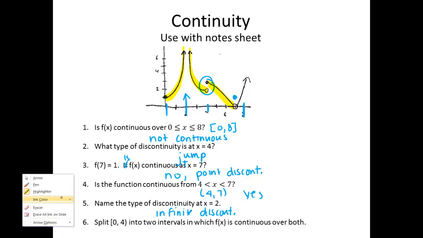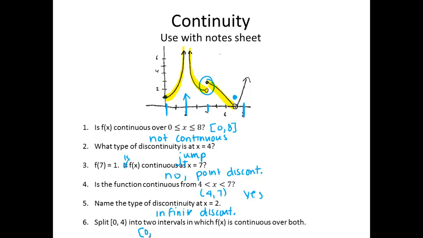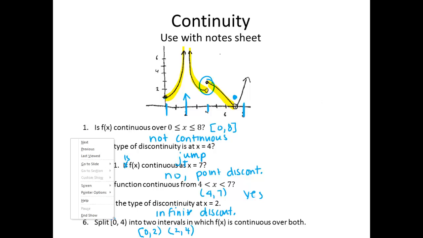So here's how I'm going to write that. It's actually continuous from 0 included to 2 and from 2 to 4. Now notice I'm using a hard bracket around the 0, which matches my original, and a soft bracket around the 4, which matches the original interval. So we just split that up into 2, and I can actually say that the function's continuous over both of those small intervals, but not over this entire interval.